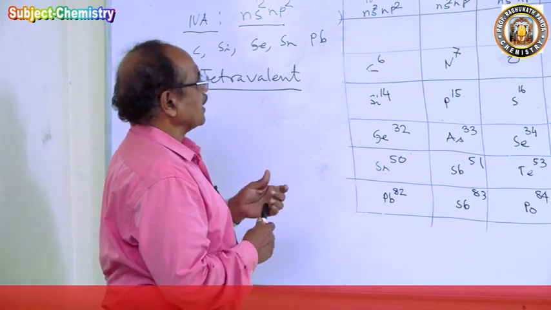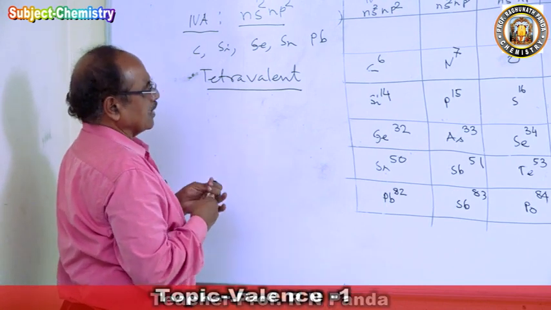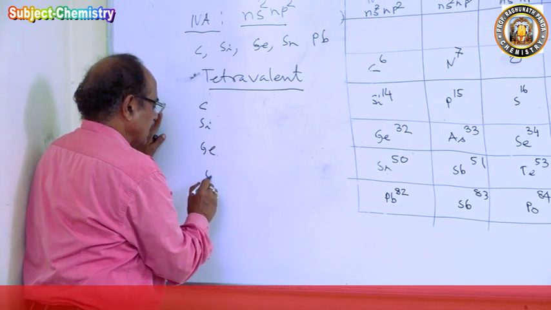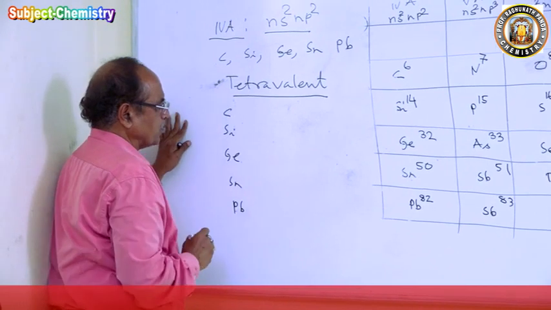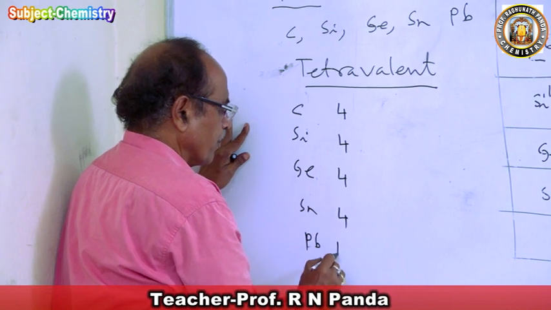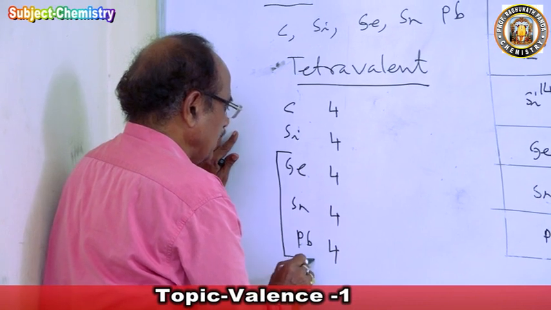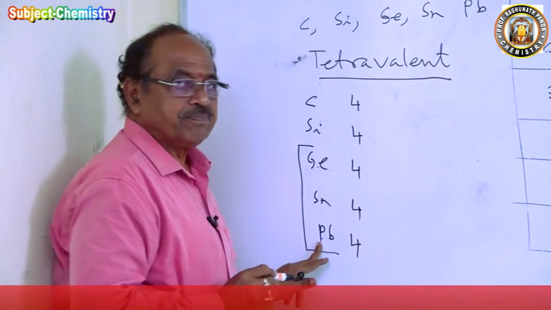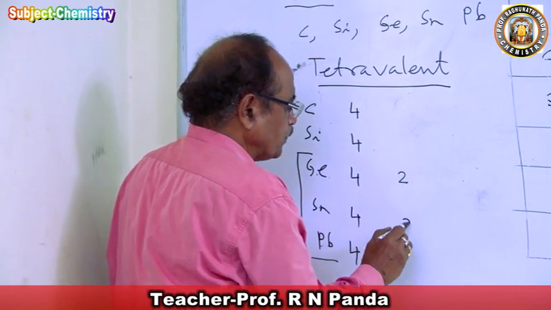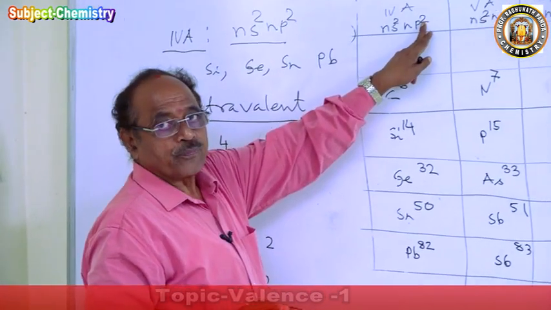One more thing: all these elements, carbon, silicon, germanium, tin, lead, will have valency 4, tetravalent. So their normal valency will be 4. But these 3 elements, germanium, tin and lead, also exhibit valency 2, because they have ns2 and np2.